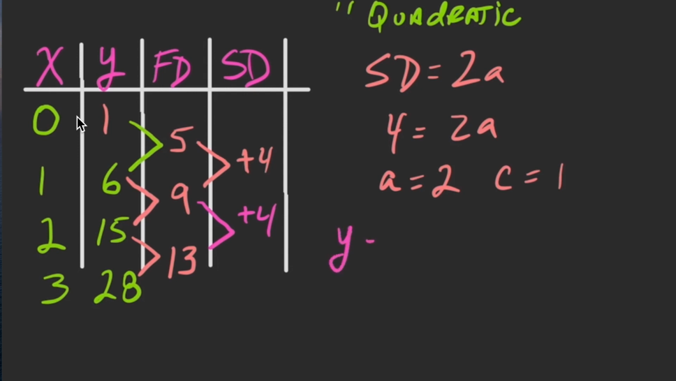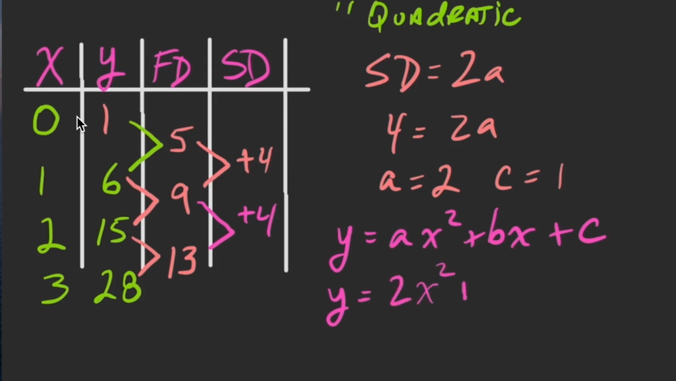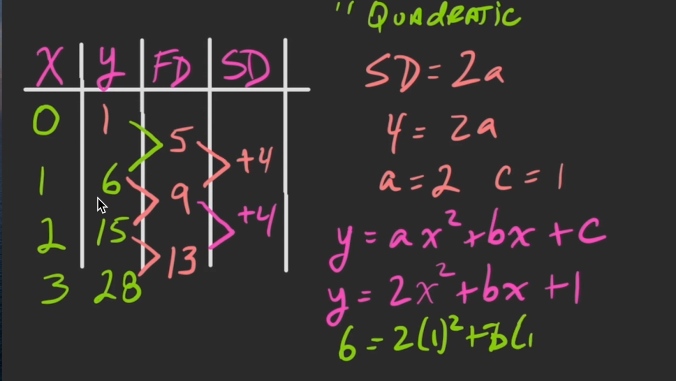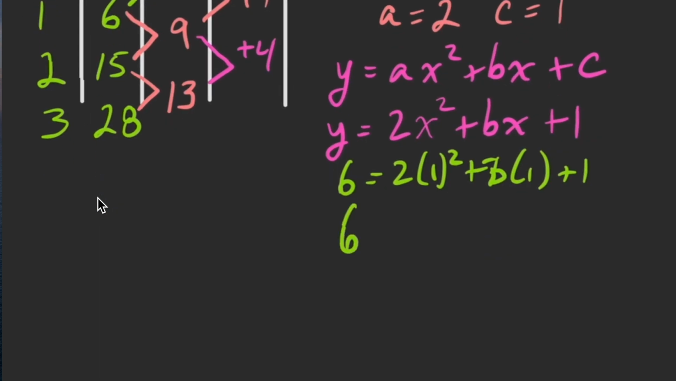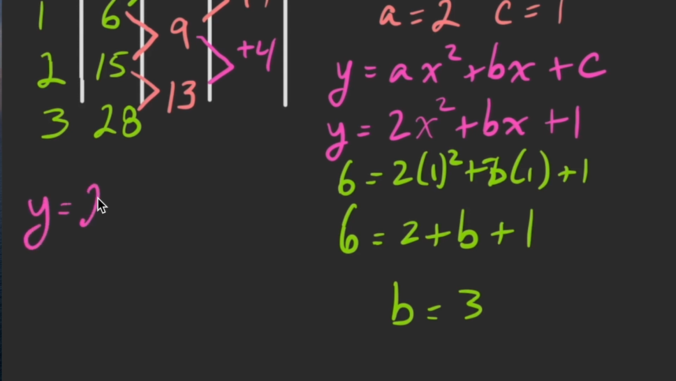So we write our equation, y equals ax squared plus bx plus c. We already know that y is going to equal 2x squared, we do not know the b, plus 1. To find the b, we plug in a point, any point. Let's use 1, 6. We're going to have 6 equals 2 times 1 squared plus b times 1 plus 1. 6 is going to equal 2 plus b plus 1. B is going to equal 3. Therefore, our final equation for this table is going to be y equals 2x squared plus 3x plus 1.